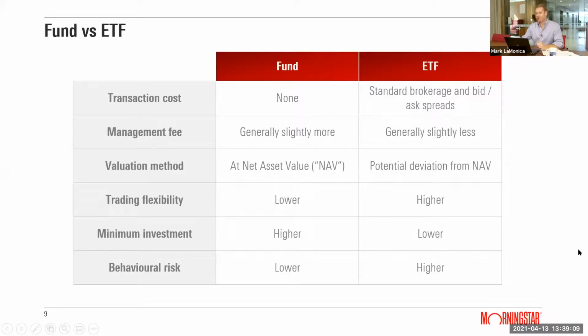Then we added this behavioral risk. We said ETFs have higher behavioral risk. What that means is that there's a higher risk that you're going to do something dumb. The reason is because all these great things about ETFs, they're flexible, they're in your brokerage account, they have tiny minimums, all of those lend themselves to overtrading. From a behavioral standpoint, investing in funds, it's harder to get your money out. There are just some advantages to that.